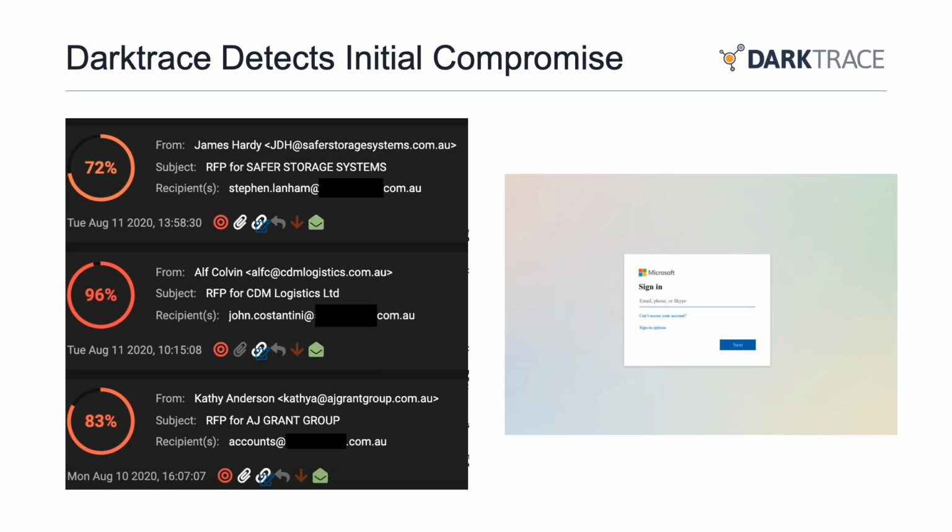So let's see this in action. What does this look like when it plays out? And what does it look like when we're interpreting it through Darktrace's AI? So first of all, we see here on the left-hand side a collection of emails that had been received at this company. There is a pattern in this attack that we are seeing: multiple users receive multiple RFP requests, requests for proposal for safer storage systems sent over to Stephen. John receives an RFP for CMD logistics, and then the accounts department had received an RFP for AJ Grant Group.